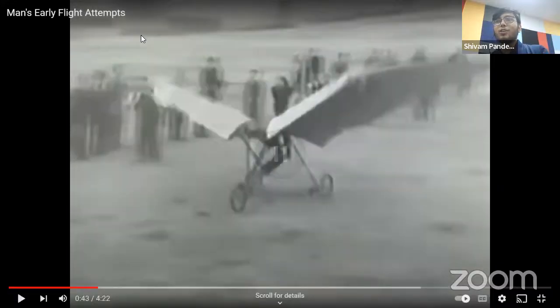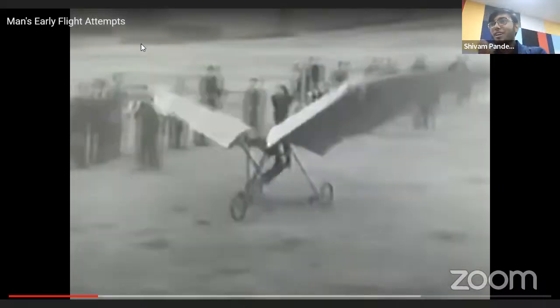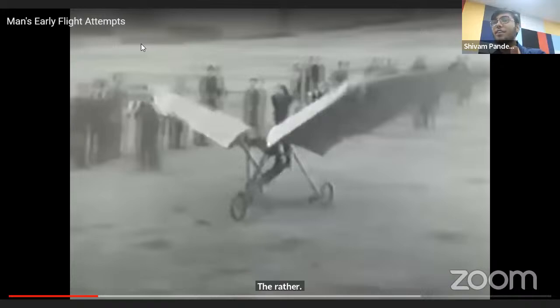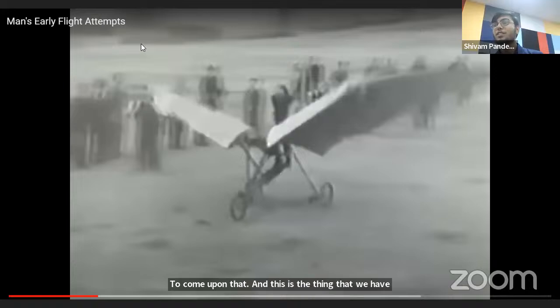Eureka. Students, I know it might seem funny, what is going on, but this shows you the efforts that the scientists have made, and this is what they have done to come up with assistance with the new technology and new upcoming tools.